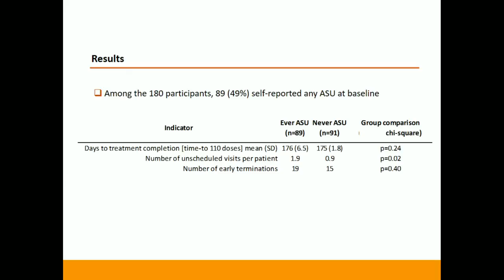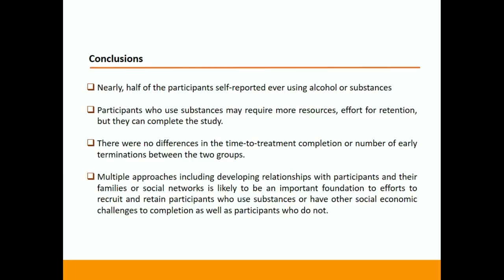So these are the results, very small. Among the 180 participants, almost 50% self-report any ASU at baseline. One of the important things that we can show you in this table, and it's very significant, is the number of unscheduled visits per patient. We had more unscheduled visits per patient in the group of participants that ever reported any ASU.